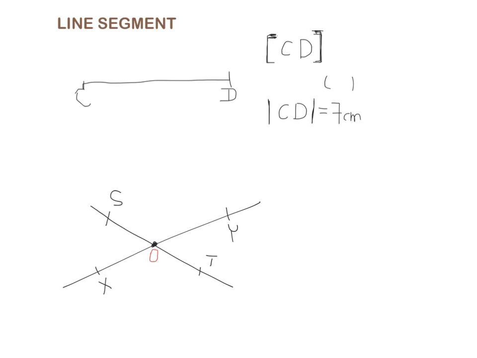So in this case, we can write down ST intersection XY is point O. Okay, so this is the point of intersection. This is the point where the 2 lines cross.